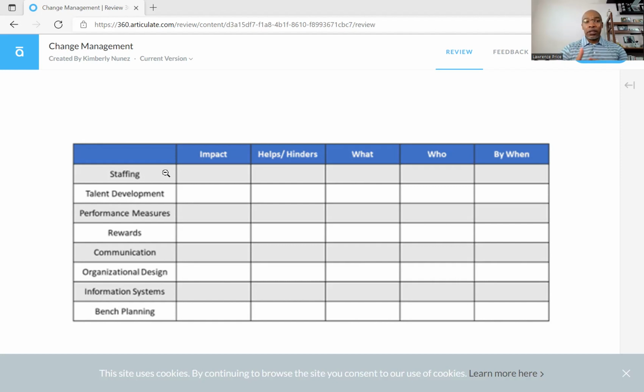So again, it's a great tool to either think through individually as a change agent, or to facilitate conversations that you may have with members of your project team or your key stakeholders. I hope this video and this particular tool helps you out in your change efforts in order to make your organization more resilient.